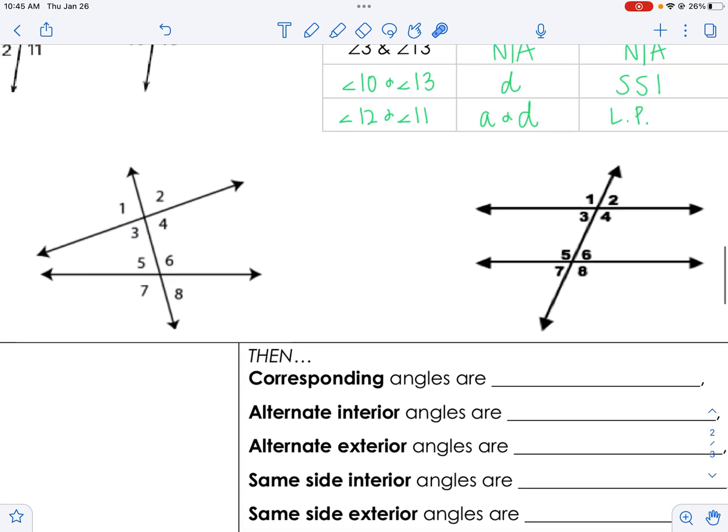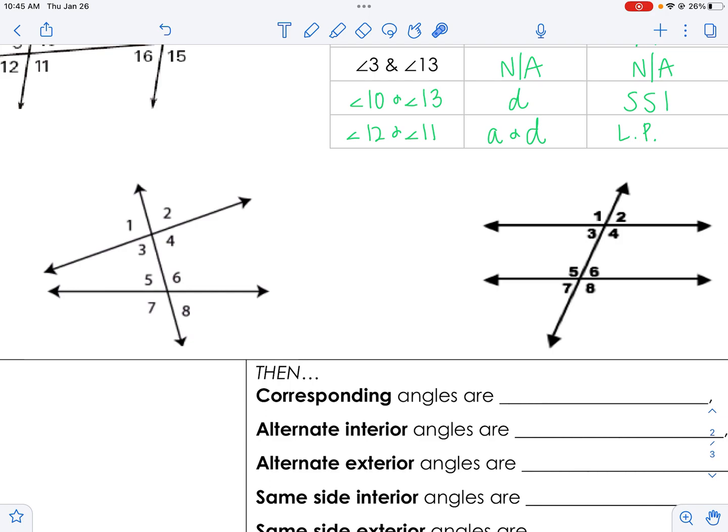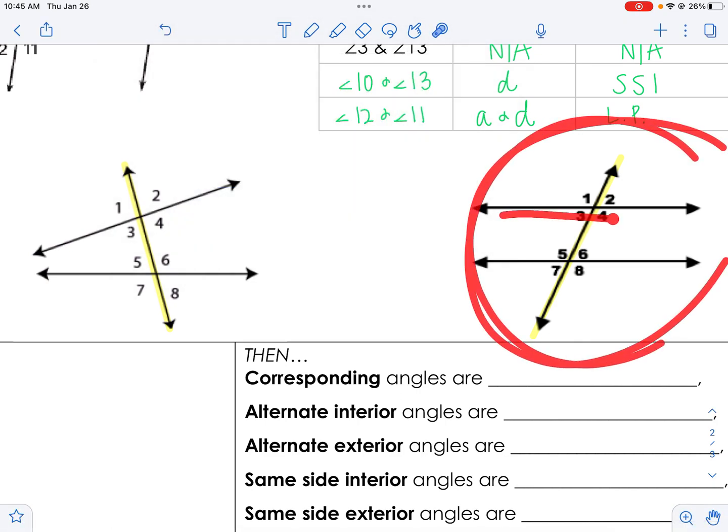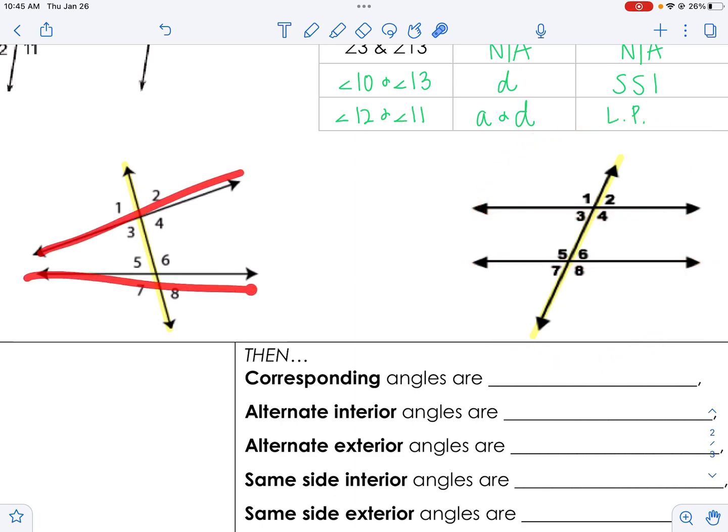Now, if I look at these two pictures right here, I still have 8 angles. I still see a transversal here. I still have my transversal there. But you should notice something about the other lines. From here to here, they straighten out. And the correct geometry term for that is that in this picture right here, your lines are parallel. Over here, these lines are not parallel, but right here, these lines are parallel.